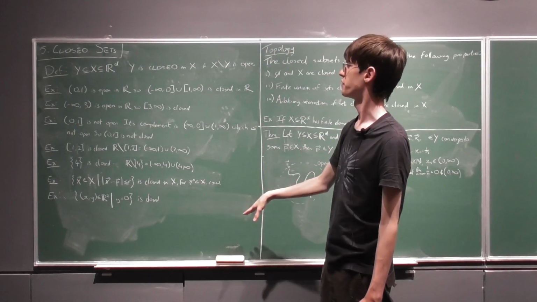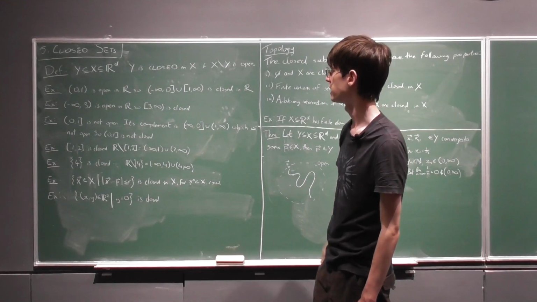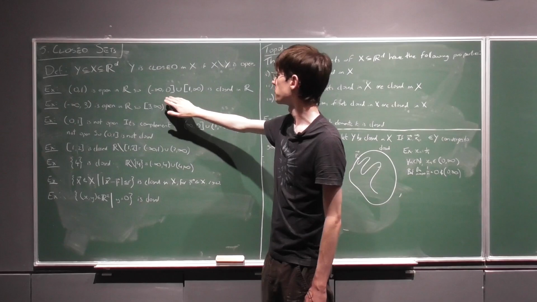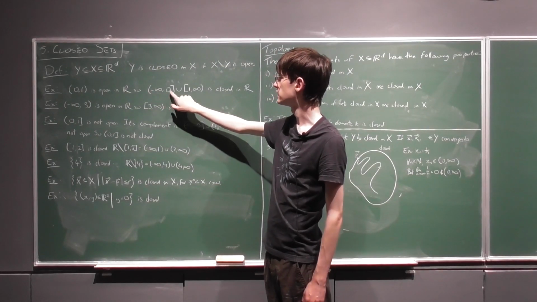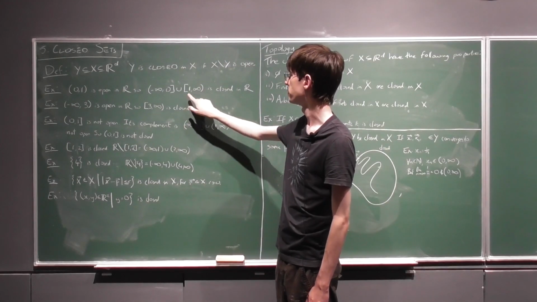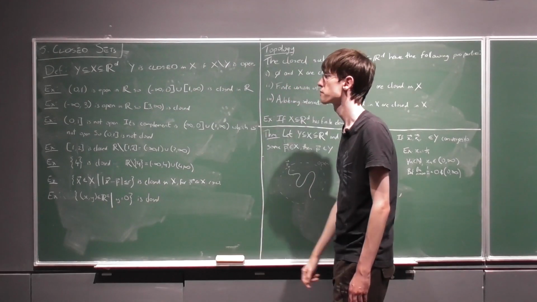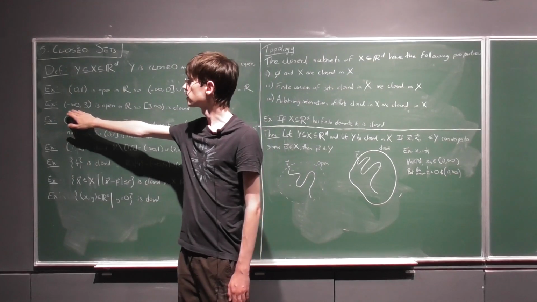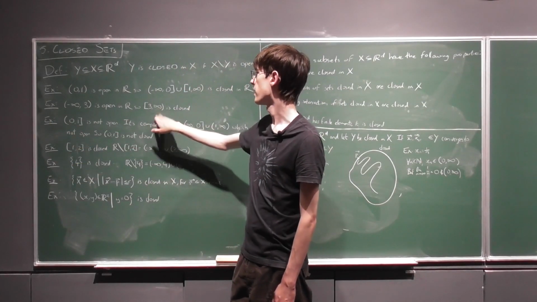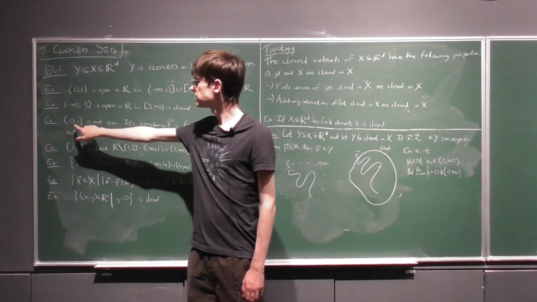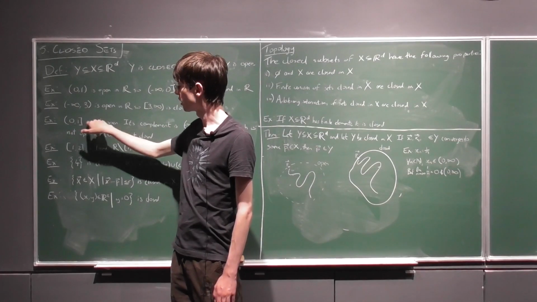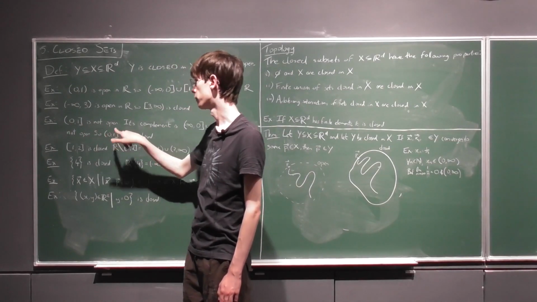So here's a few examples to get us used to the idea. The open interval 0 to 1 is open in R. So that means that its complement, minus infinity to 0 closed, union with 1 to infinity closed, is closed in R. Here, this lower half of the real line is open in R, so this upper half is closed in R. This set here, open bracket 0, 1, close bracket, is not open in R.